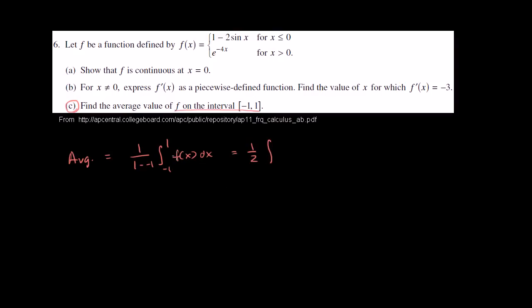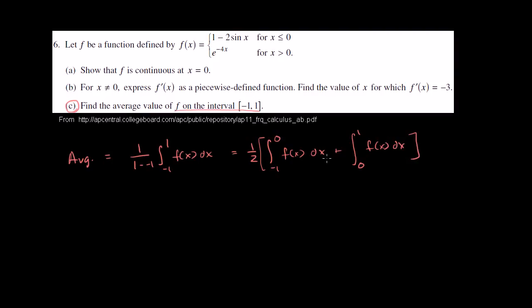And here, f of x is piecewise defined. So what we can do is break up this integral into two intervals. We can say the integral of f of x from -1 to 0 of f of x dx plus, let me just write it this way so we don't have to keep rewriting the 1/2. I'll use brackets. Plus the integral from 0 to 1 of f of x dx.